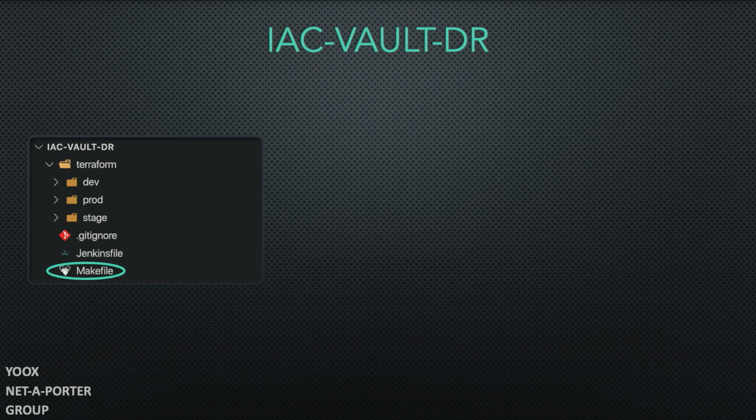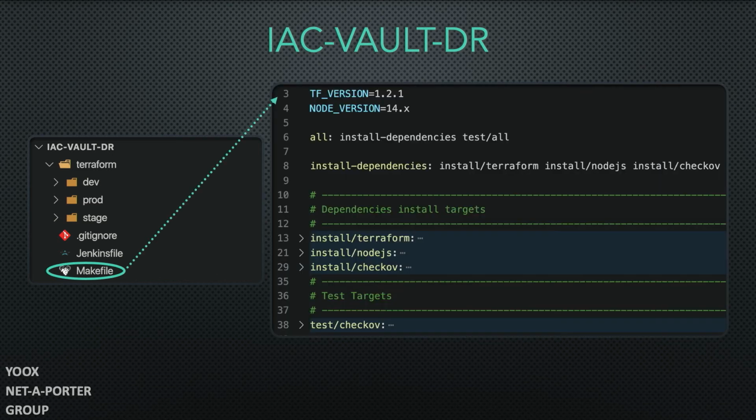Now, in this repo, we can also find a makefile and a Jenkins file. In the makefile, we define the targets that will be used in the Jenkins file to install dependencies, make some tests, and eventually deploy the cluster. So we can take a look at the makefile here.